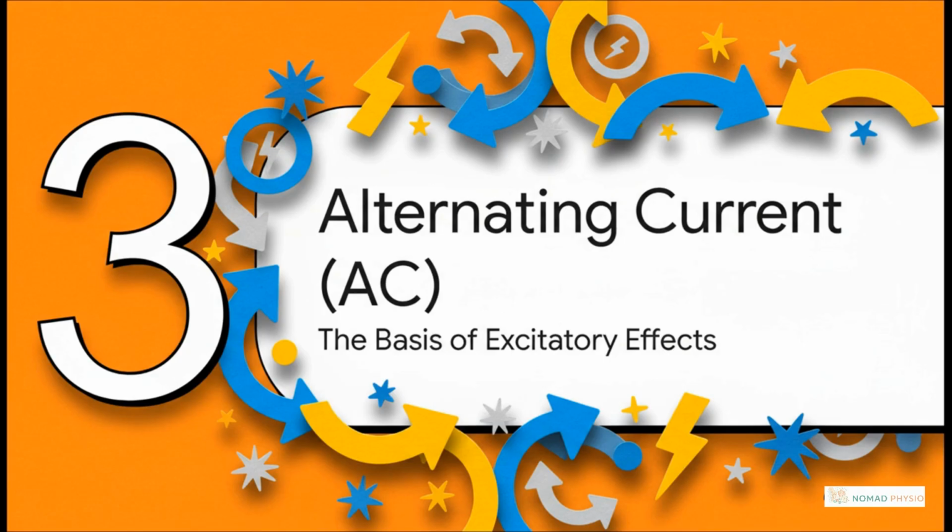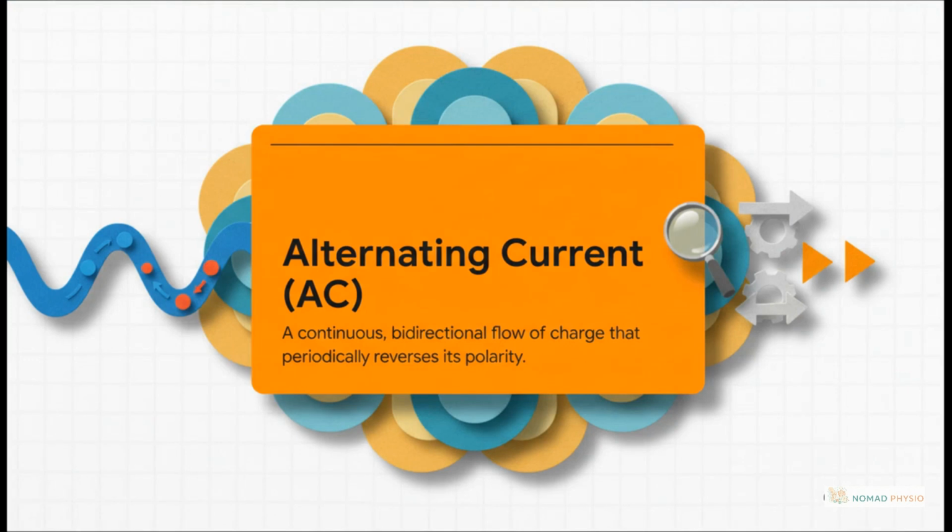Now let's contrast that sharply with our second fundamental type, alternating current. If DC is defined by its one-way flow, AC is defined by its continuous bidirectional flow. And this is the basis for its primarily excitatory effects on nerve and muscle. The formal definition tells us that AC is a continuous bidirectional flow that periodically reverses its polarity. This reversal is cyclical, and in its purest form, it's symmetrical. This cyclical back and forth is the whole reason its physiological effects are fundamentally different from DC.